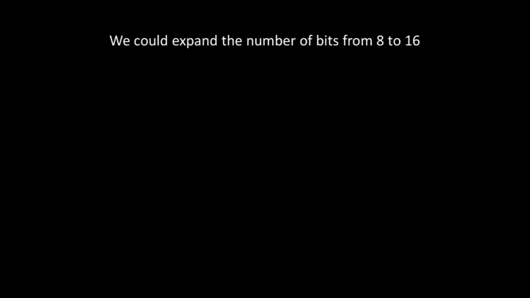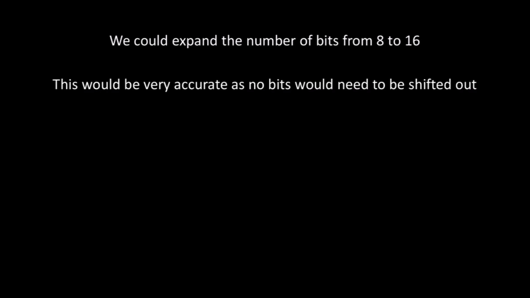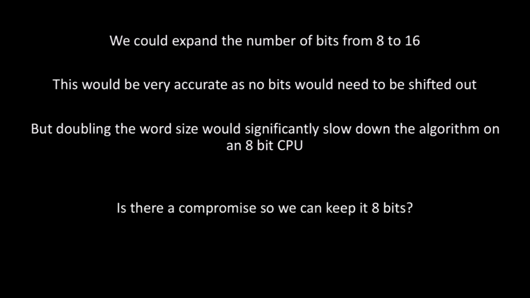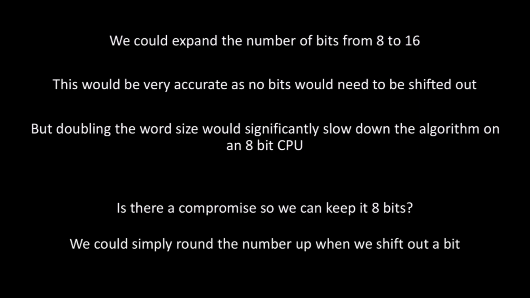We could expand the number of bits from 8 to 16. This would be very accurate as no bits would need to be shifted out, but doubling the word size would significantly slow down the program on an 8-bit CPU. So is there a compromise that we could use to keep the value at 8 bits? We could simply round the number up whenever we shift out a bit.